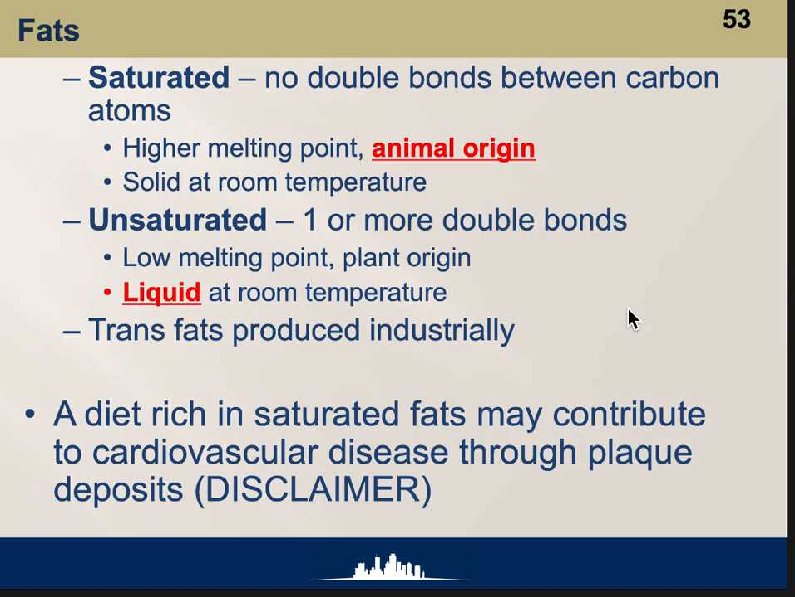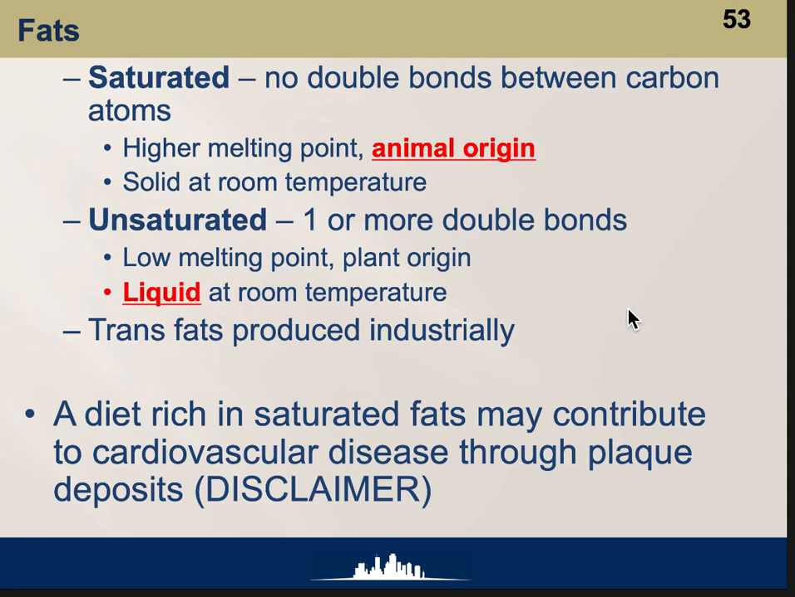So saturated means no double bonds between the carbon atoms. They have a higher melting point, are often of animal origin, and are solid at room temperature. Lard is an example of that. Unsaturated fats have a low melting point, are of plant origin, which we can't even say anymore because we have so many modifications in our food aisles now, and are liquid at room temperature. Olive and avocado oil are examples of that. Trans fats, which we have seen integrate so much into our grocery stores, are what we see in this, quote-unquote, spreadable butter.